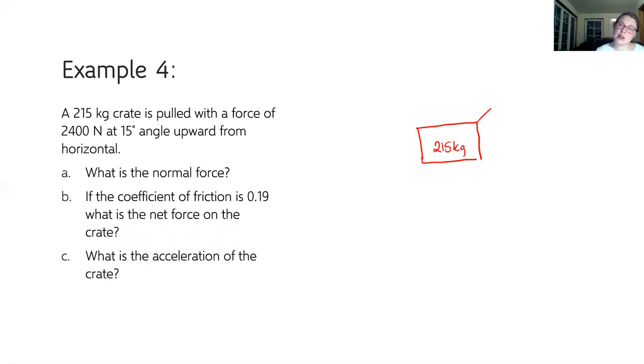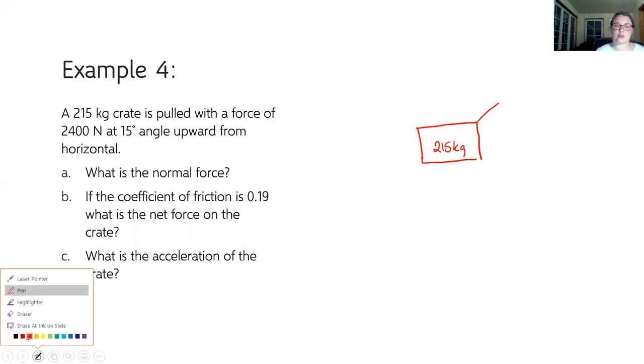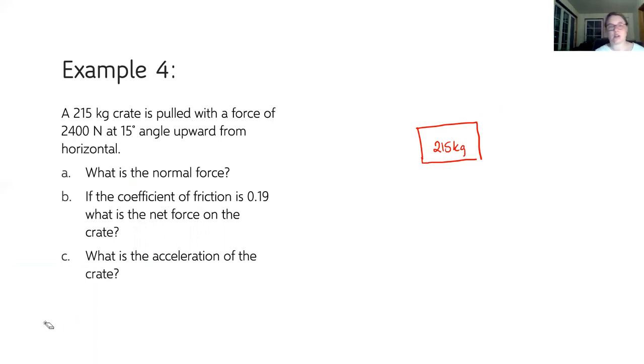And I'm pulling it at an angle. I guess maybe I'll draw somewhat to scale. I think my box is crooked because my tablet's sitting crooked. Oops, I don't want a pointer, I want a pen. All right, so we'll go 15 degrees. It's not quite 15 degrees. Okay, draw a triangle. We'll see why I draw this triangle in a sec. So we'll say that's 15 degrees, even though it's probably not. And we're going to say my pull is 2,400 newtons. Okay, so that's our picture.